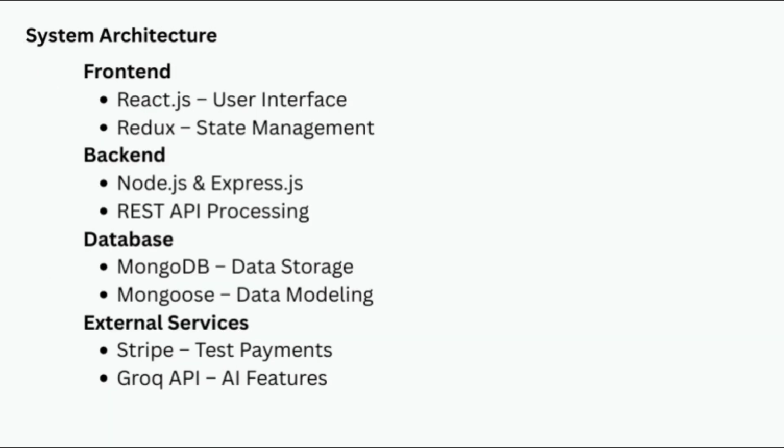Now let's understand how all these technologies work together through the system architecture. The system architecture explains how different components of this application communicate with each other to complete a user request. The project follows a three-layer architecture consisting of front end, back end, and database. Each layer has a specific responsibility and together they provide the complete functionality of this application.